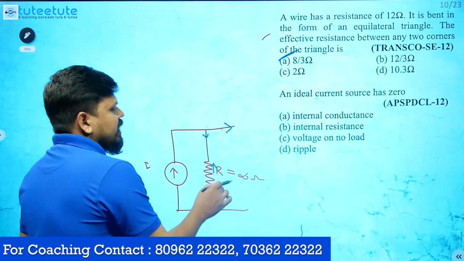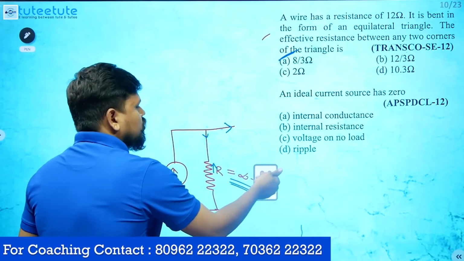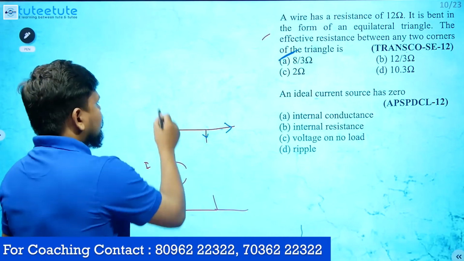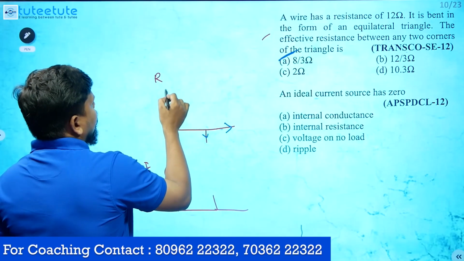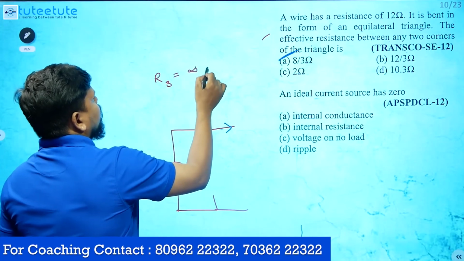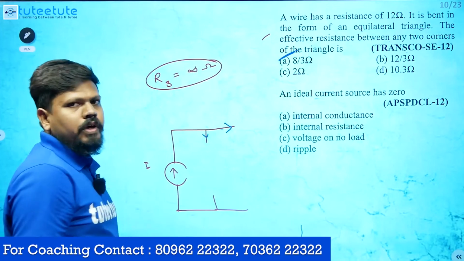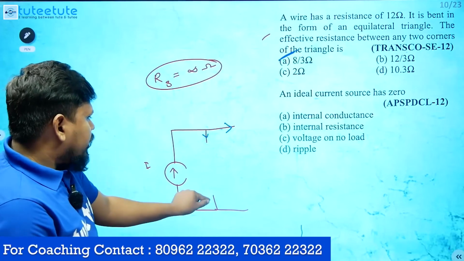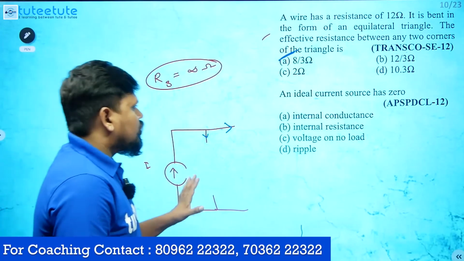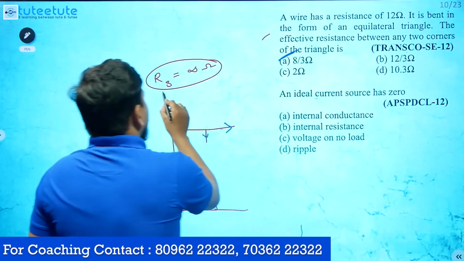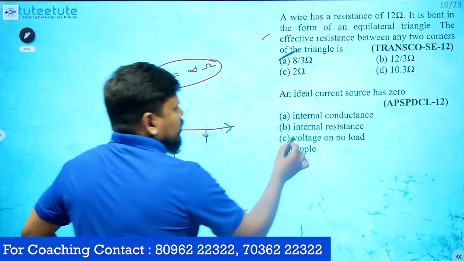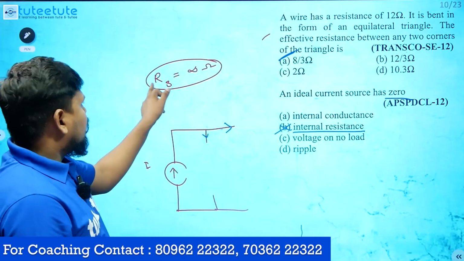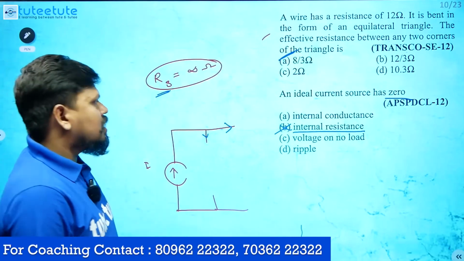Whenever it is ideal, it means infinity ohms, and infinity ohms means open circuit. So the resistance of an ideal current source must be equal to infinity ohms. This is one point. So what is the current inside the internal resistance? It is nothing but 0 current. Now they have given resistance equal to infinity ohms, we know. So 0 internal resistance is a wrong option. Internal resistance is not 0, it is infinity.